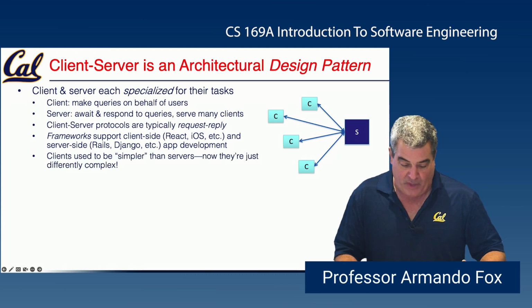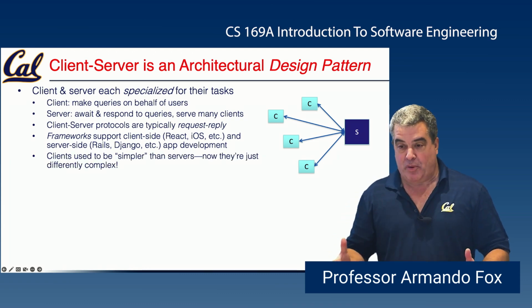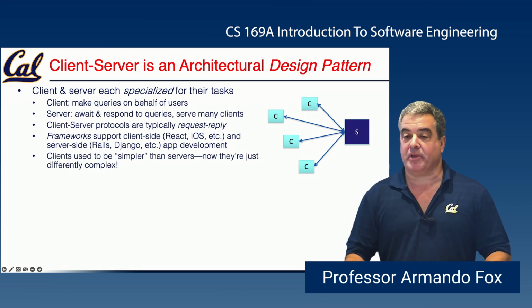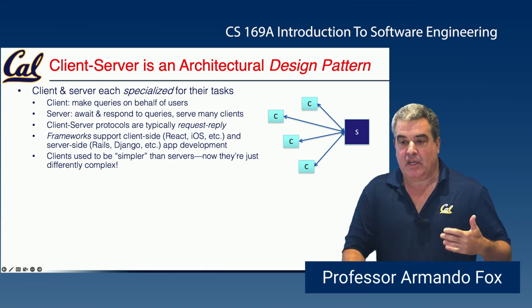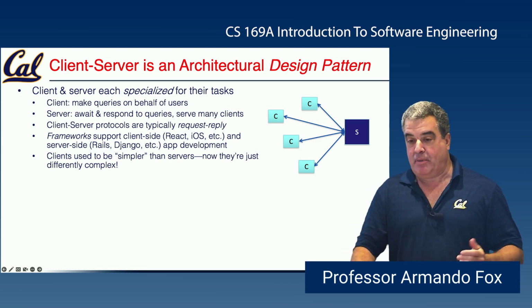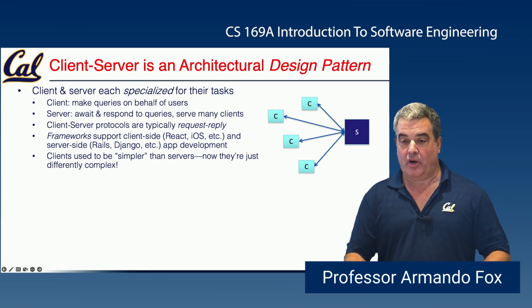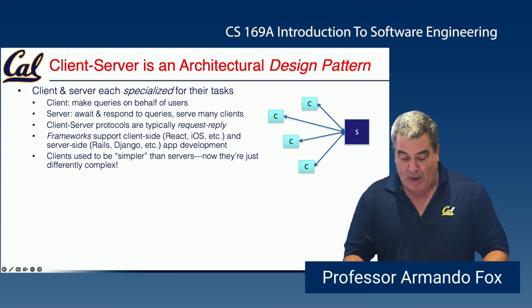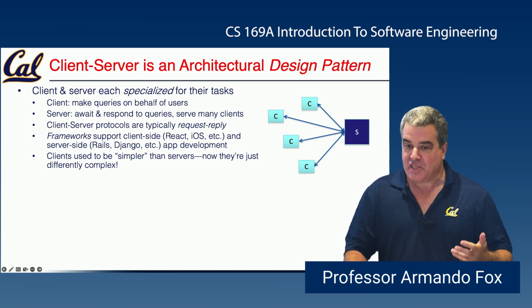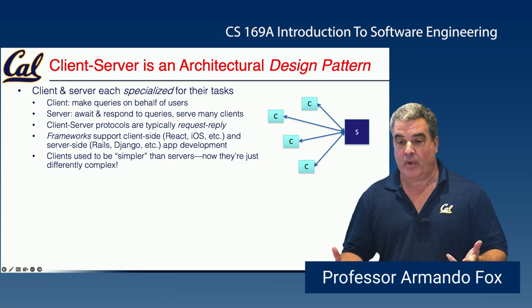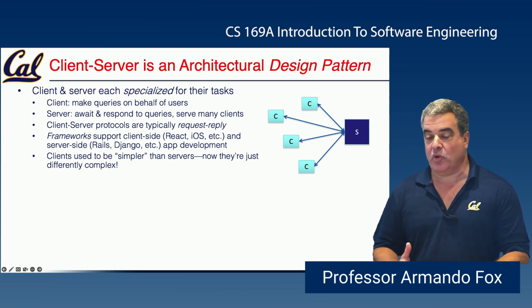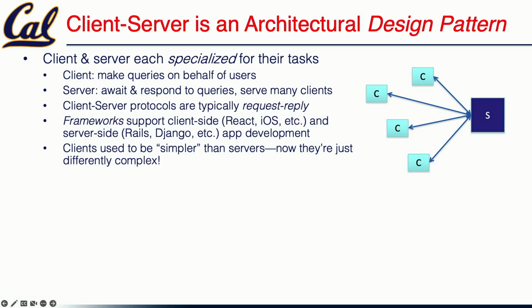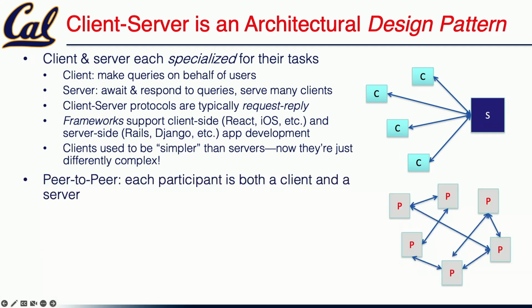Once upon a time for the web, the servers used to be pretty complicated and the clients were much simpler. But that was really just because clients were typically people's desktop PCs, then they were laptops, and then they were early smartphones. But as those devices have become lots and lots more powerful, the clients aren't really simpler anymore. They're just complex in very different ways. So the key distinction really is no longer simple versus complex. It's the roles that these things are specialized for.